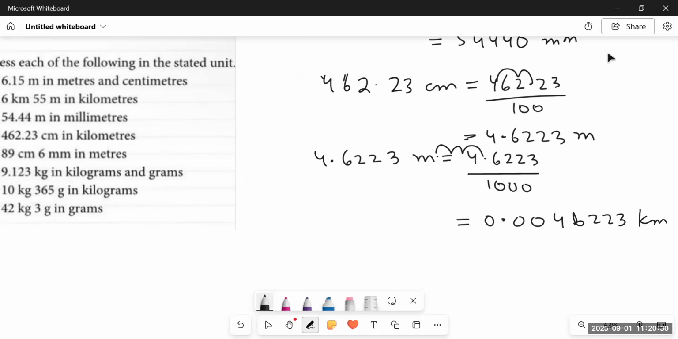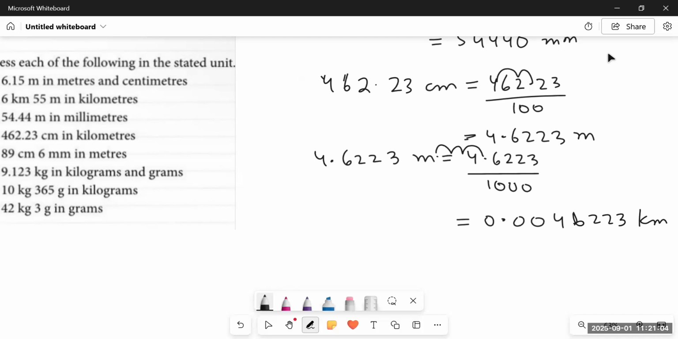Or we can directly convert centimeters into kilometers, because we know that 1 kilometer is equal to 1,000 meters, and 1 meter is 100 centimeters. So the conversion between kilometers and centimeters is 100,000. That is a lakh. There are 5 zeros. So if we need to convert kilometers into centimeters, we will multiply it by 100,000. And if we need to convert centimeters into kilometers, we will divide it by 100,000. Okay. For a single step answer, we have to divide it by 100,000. That's all.